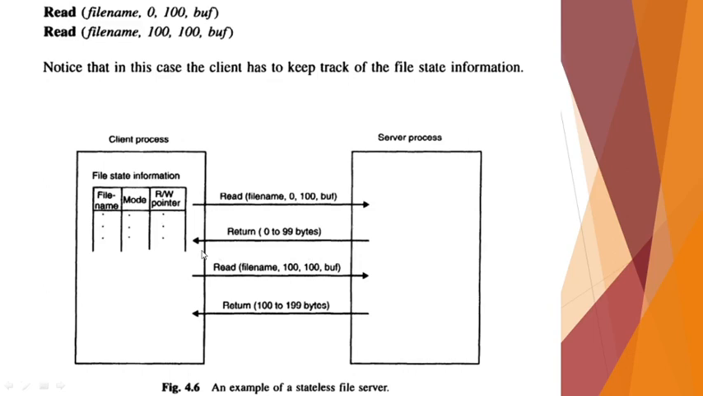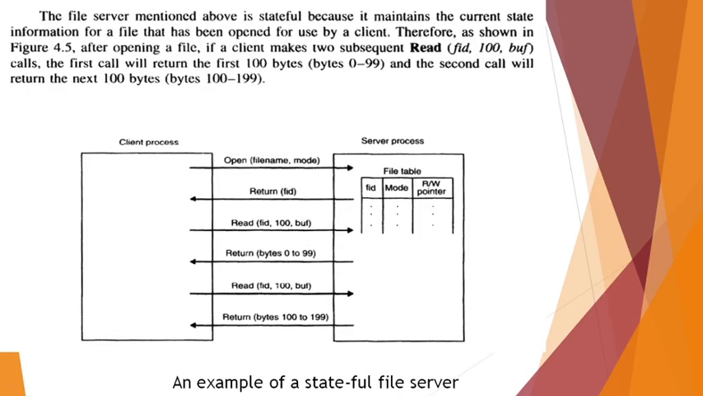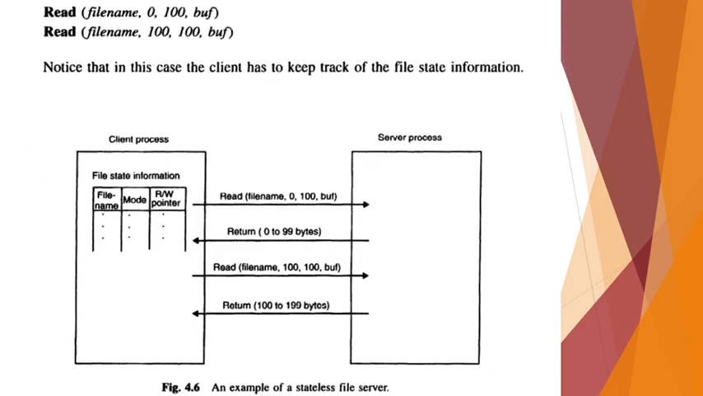Again, if you observe, here we gave FID 100 comma buff, and for the next 100 statements we are giving the pointer again: 100 comma 100 comma buff. So if you notice, in this case the client needs to keep track of the file. Read again, and it will return the result. So this is an example of a stateless file server.